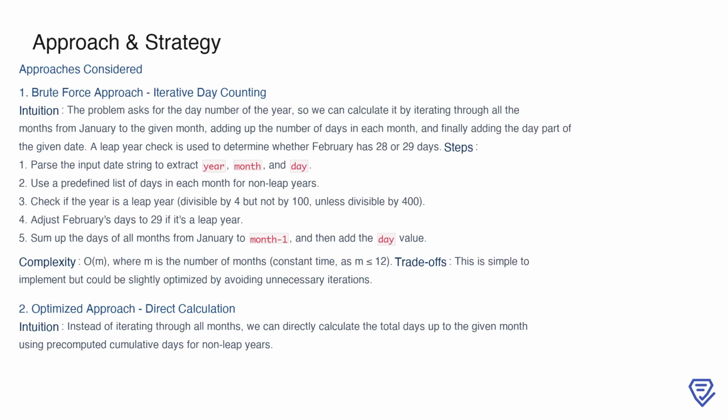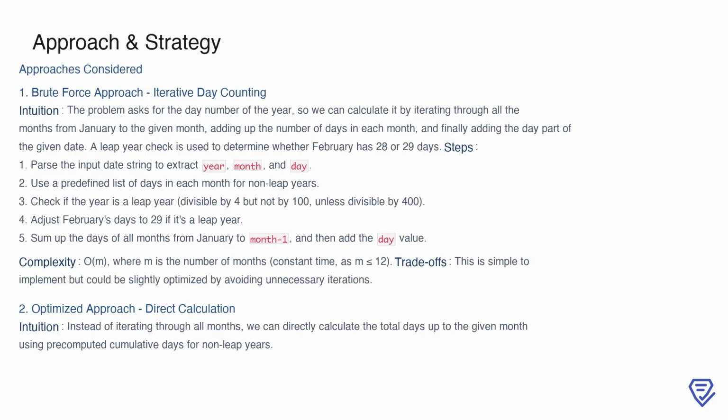To determine the day of the year for a given date, there are multiple approaches we can consider. The first is the brute force approach, where we iteratively count the days month by month. The intuition here is straightforward: we add up the days of all months from January to the month just before the given month. Then, we add the day component of the date itself. This involves parsing the date string to extract the year, month, and day, and using a predefined list of days in each month. When dealing with February, we check if the year is a leap year.